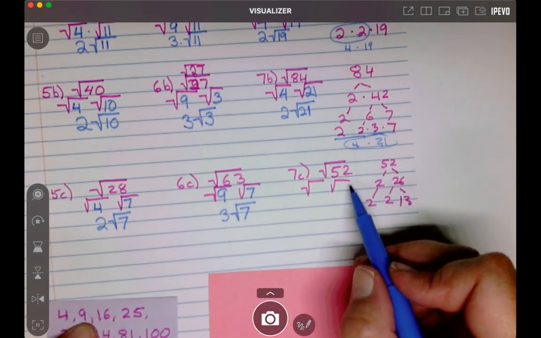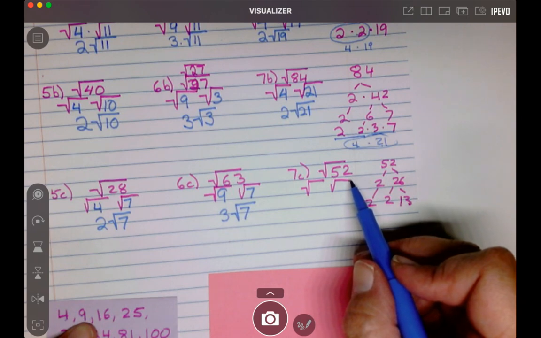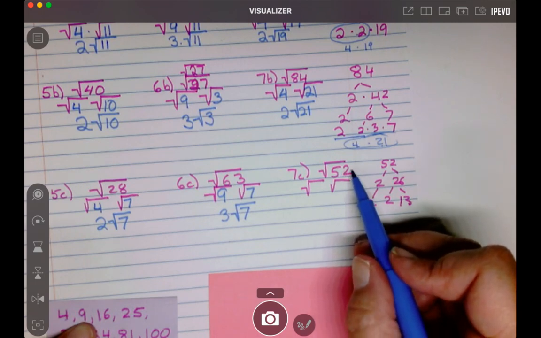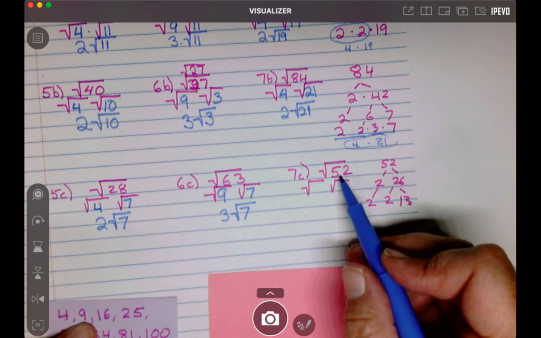Okay, 52. It's not the answer to any of our times tables. I mean, 10 times 5 is 50. 11 times 5 is 55. 7 times 8 is 56. And 9 times 6 is 54. But nothing lands on 52.